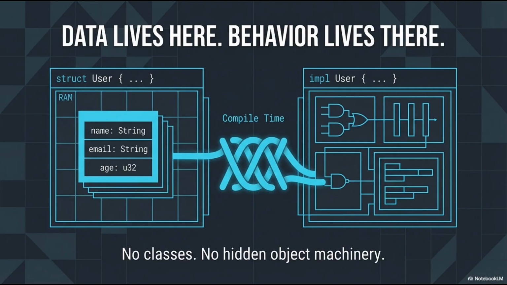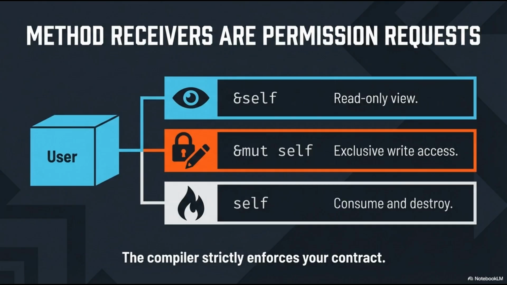The receiver tells the compiler exactly what permissions the method is requesting over the struct's memory. I was looking at the three variations of this, and honestly, it feels like a complete paradigm shift. It really is. Let's say I write a method to get a user's display name. I would use &self as the first parameter. Right. And that tells the compiler this method only needs to borrow the struct immutably. Like, it can read all the fields, but it is physically barred from modifying anything. Precisely. It is a strictly read-only view.